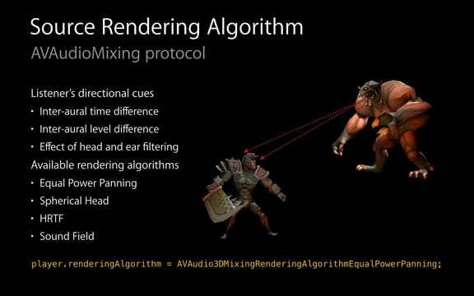So we have several rendering algorithms, and each one of them models these spatial cues differently. The thing is that we've exposed this as a source property, so you can pick a rendering algorithm per source, and some algorithms may sound better depending on the type of content your source is playing, and also they differ in terms of CPU cost. So you may want to pick a more expensive algorithm for an important source, and a cheaper algorithm for a regular source.